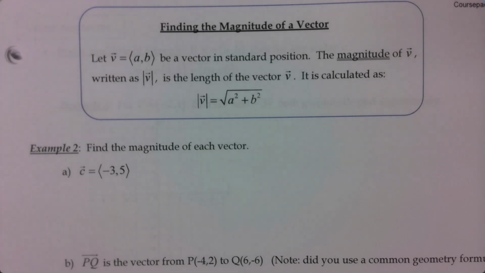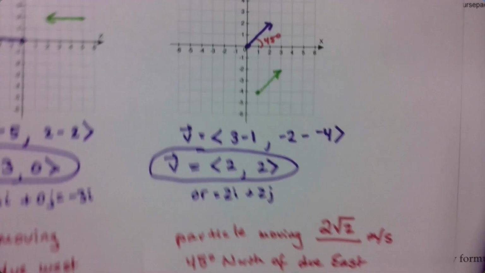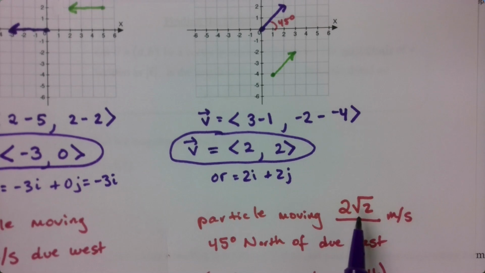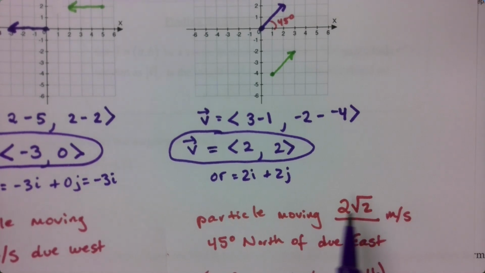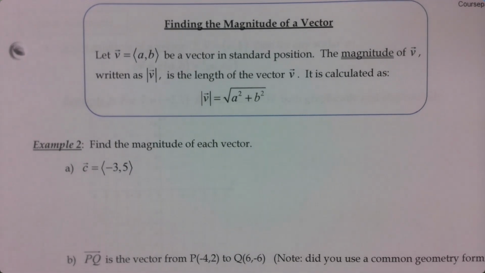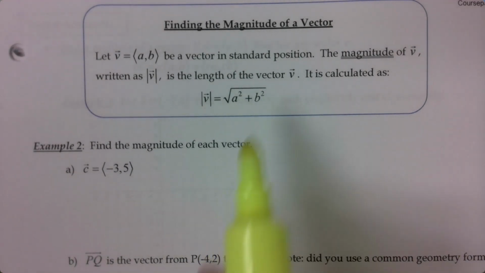So on the previous page, it seemed like I pulled off a little bit of a magic trick because I knew, since this was a 45-degree angle, what the length of that vector was going to be. But of course, that's not going to work all the time. We need a method that's going to work for finding the magnitude of a vector. And that would be right here.